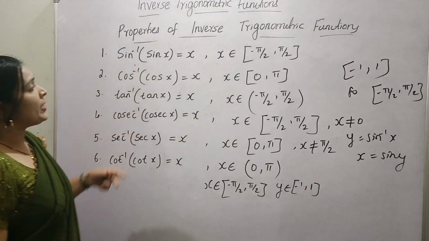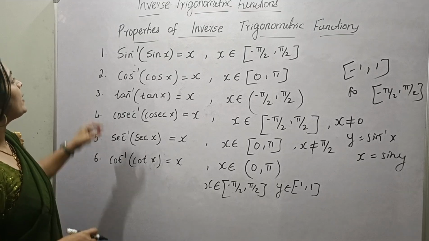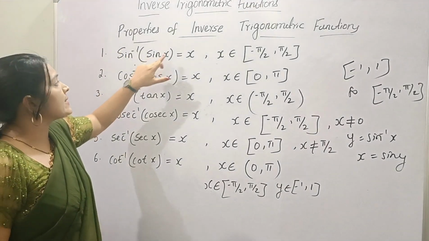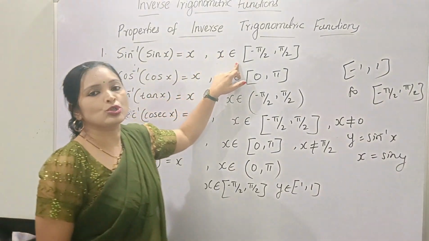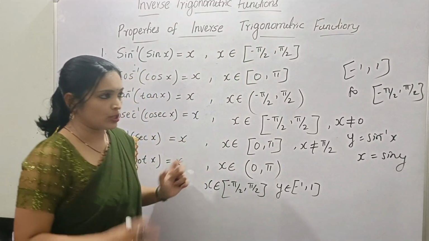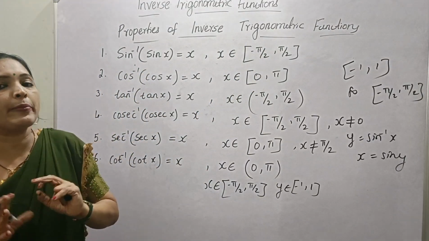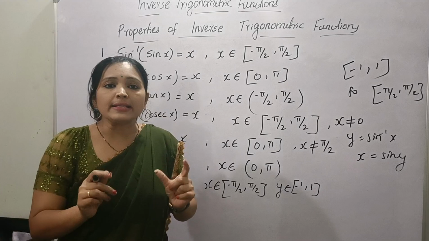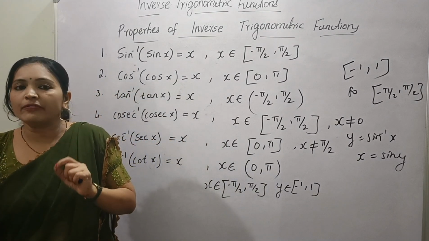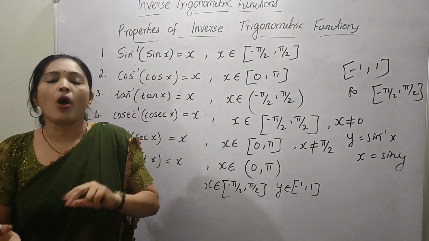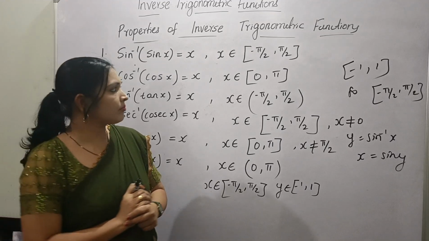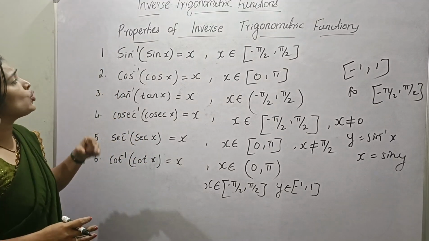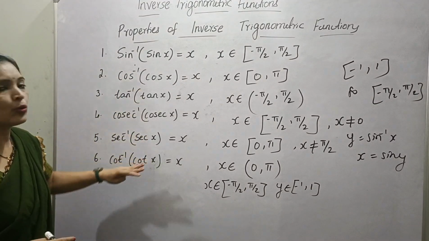So here our properties of inverse trigonometric functions are: sine inverse of sine x is equal to x, x belongs to minus pi by 2 to pi by 2. See here, what is the closed interval minus pi by 2 to pi by 2? We know that it is the domain of the sine function, right? And the range of sine inverse function. So here it is enough to prove the first one. Similarly, we can prove others.